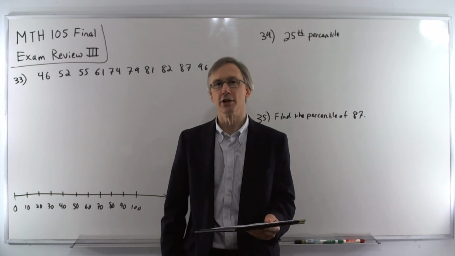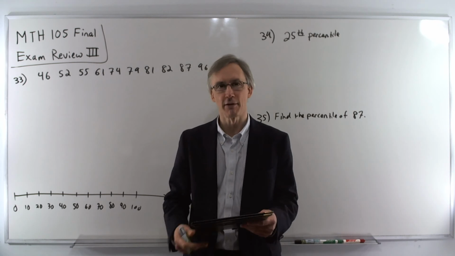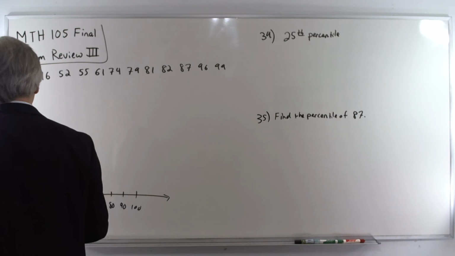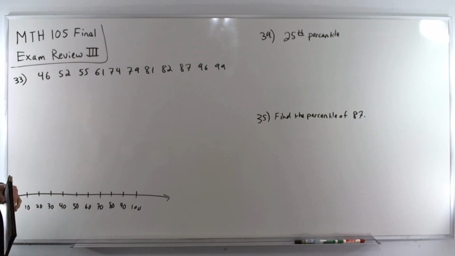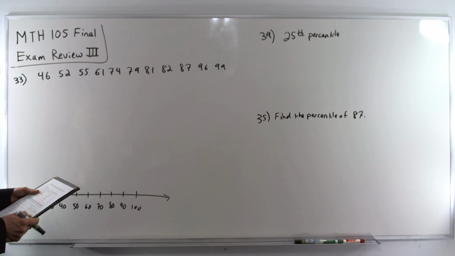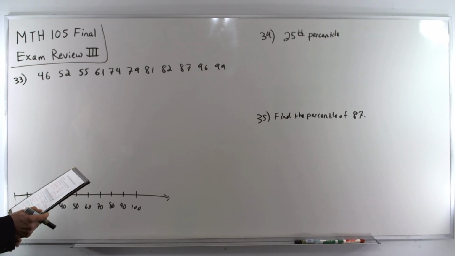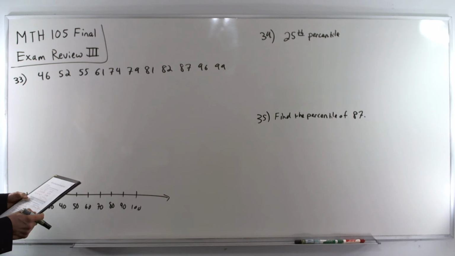And now, the conclusion of Math 105, final exam review. Statistics. For number 33, we're going to find the five-number summary and the mean, and then create a box plot.